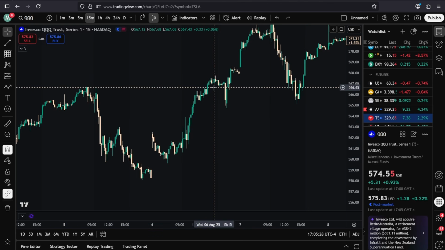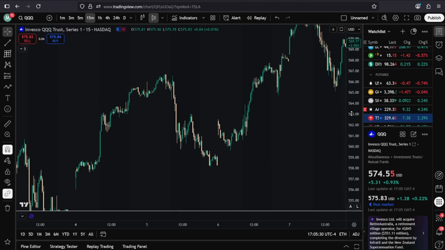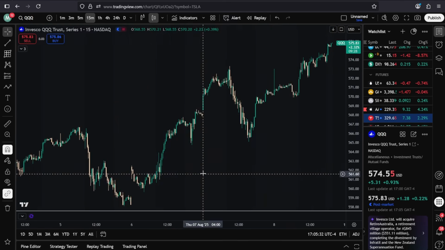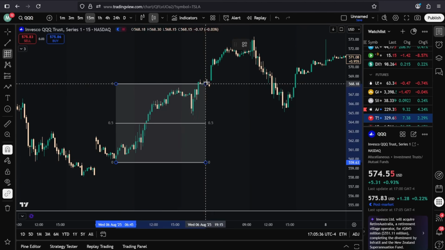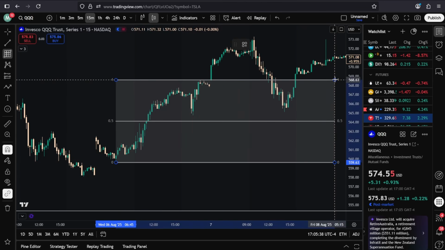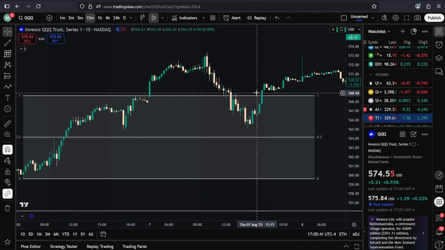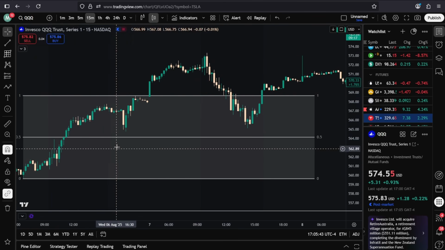We are no longer using that previous day's 50 to tell us what the bias is for the day. Rather, we're still drawing it in every day. We're using it for reactions. We're using it for levels because the levels are still significant: previous day's high, previous day's low, previous day's 50.